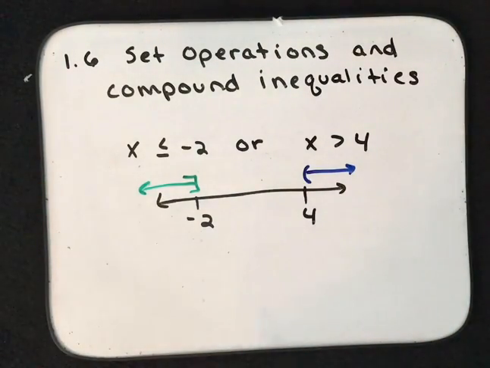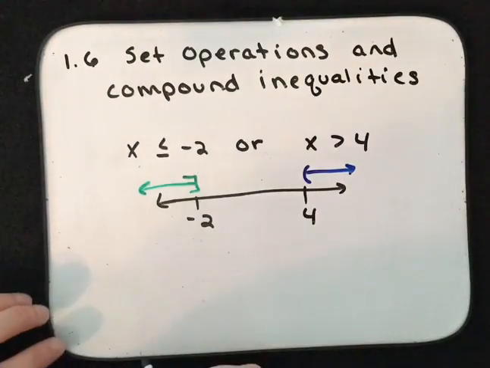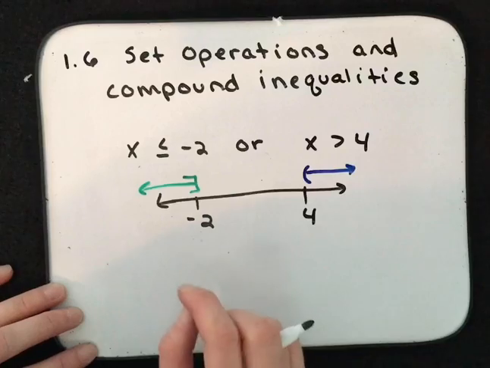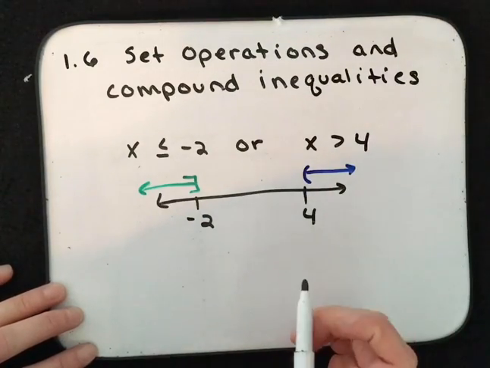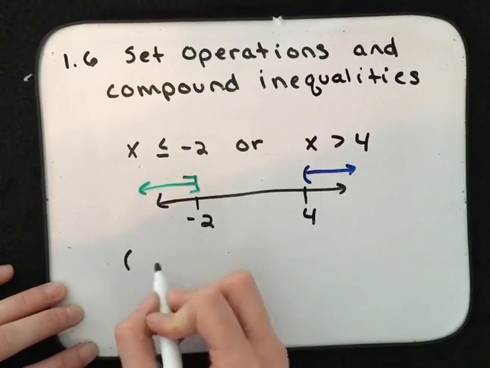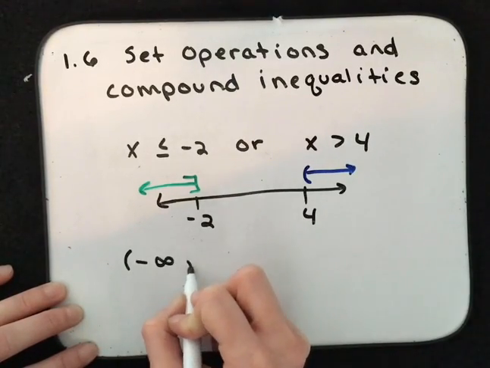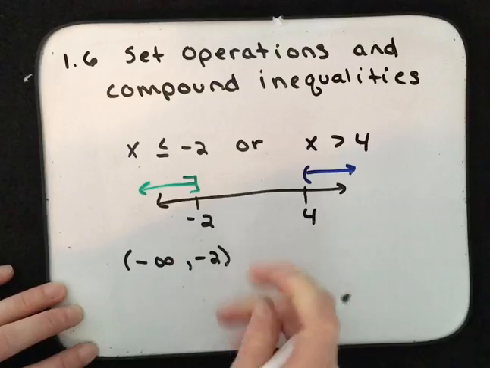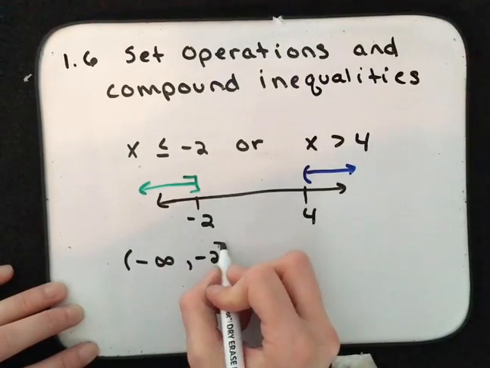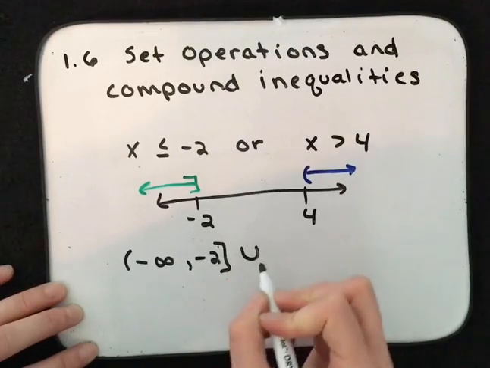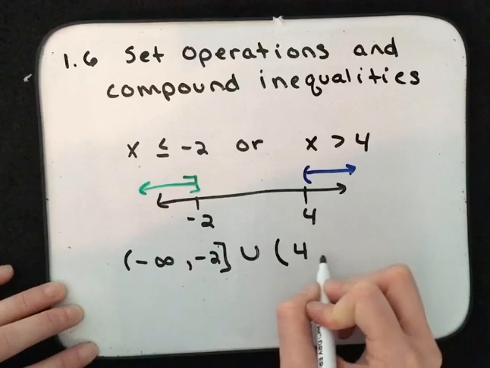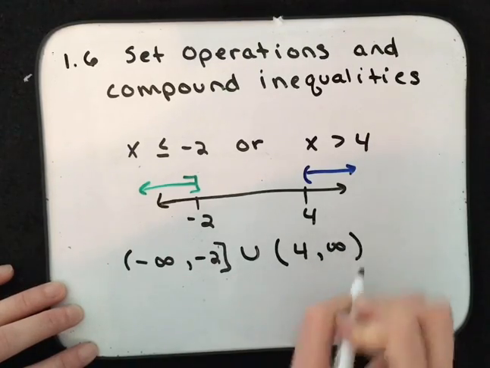So I need to write this in our set notation, which means I have my interval and my second interval. When you have two pieces that you're bringing together, you use what's called the union symbol. So this will look like -infinity to -2. Oops, I can use -2, so let's put our bracket there. Union, which means bring together and join that with 4 through infinity.